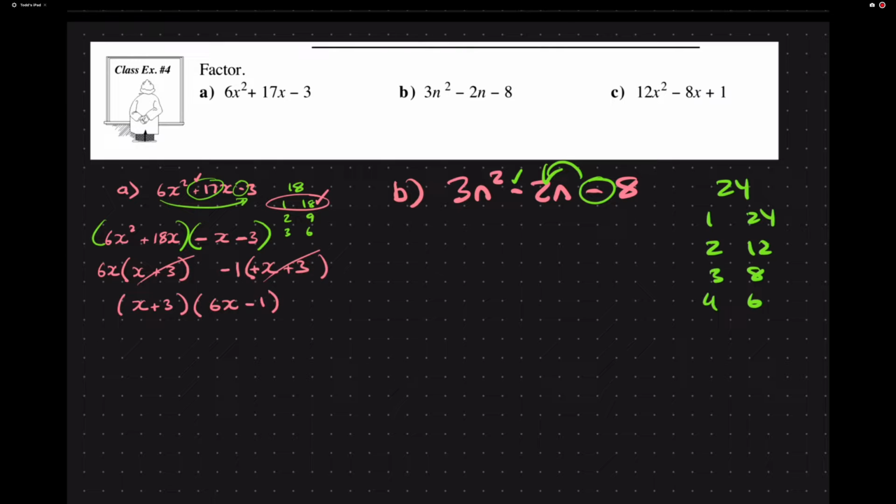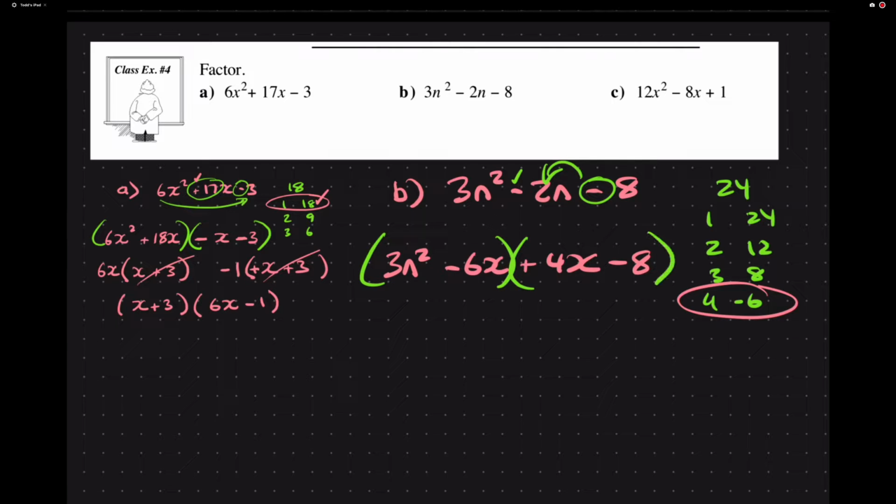So which two numbers will subtract to give us 2? That's going to be 4 and 6. And that means the largest number will be the 6. So it's going to be 4 and -6. Again, keep the first term, keep the last term, break up the middle one. So I've got a 6 and a 4. I'll probably put the 6 with the 3 and the positive 4x with the 8. Split those up and pull out a 3.